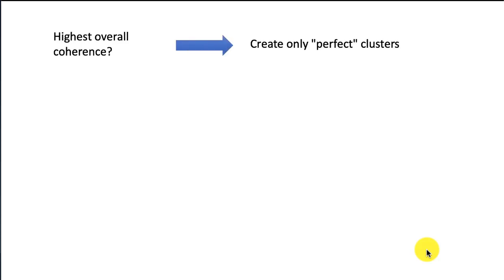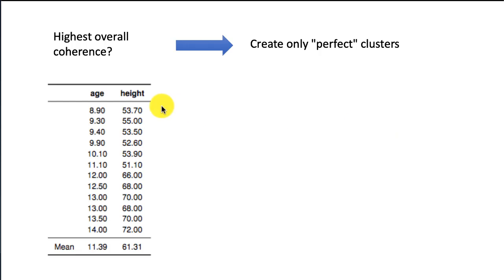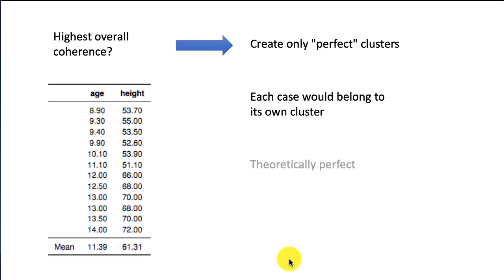Okay, so how will you get the highest overall coherence? Overall coherence in the sense of for the entire data. Okay, you break it into a certain set of clusters. What is it that's going to give you the greatest coherence? Well, you'll have that when you create only perfect clusters. And we already know what we mean by a perfect cluster, right? So in this case, what does it mean for us to create a perfect cluster? Well, if you create a perfect cluster, in this case, each case would belong to its own cluster. Okay, so that's one cluster, that's another cluster, and you'll end up with 12 clusters.